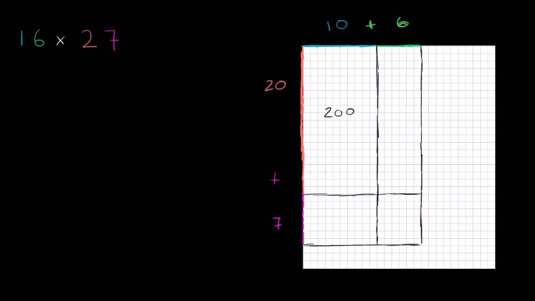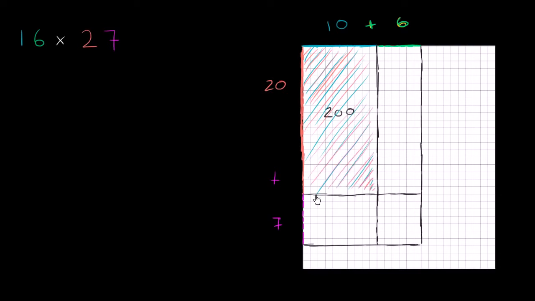And let me highlight that in. Let me use this blue right here. So that's the blue from the 10. Let me put some orange in there from the 20 to make it clear that this is the product of both of those numbers. So 20 times 10 is 200.